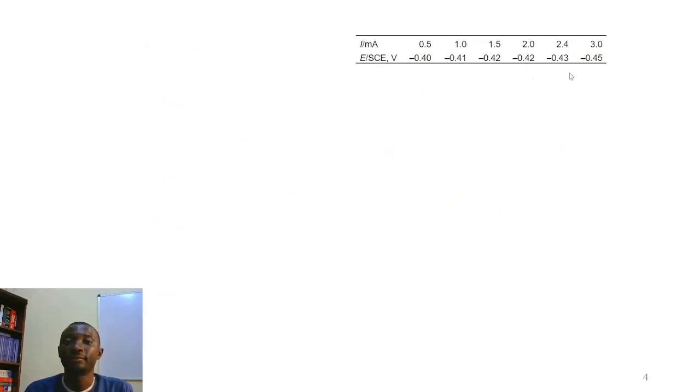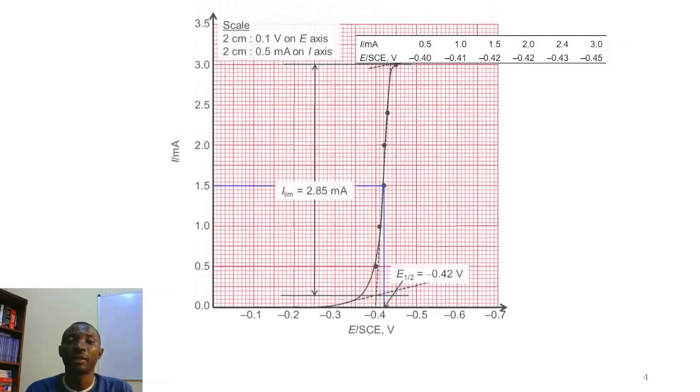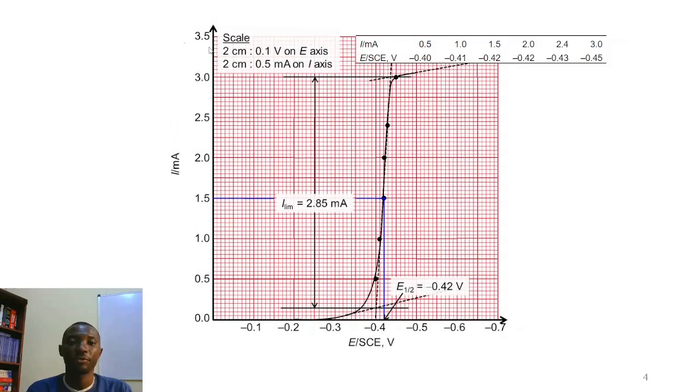This is the data. I went through the steps for actually choosing the right scale for plotting a graph in lecture 2, so I'm not going to go through that here. I'm simply going to show you the graph which I have plotted based on the scales I've chosen: 2 centimeters to 0.1 volt on the E-axis, which is the horizontal axis, and 2 centimeters to 0.5 milliamperes on the vertical axis, which is the I-axis.